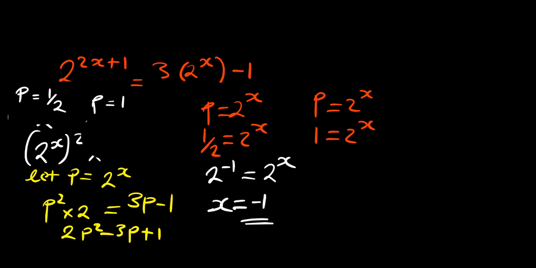Then on the other side, what are we going to have? 1 is equal to 2 to the power x. So how can we make a 1 on the other side? This is just going to be 2 to the power 0, right? Is equal to 2 to the power x. Therefore, x in this case is equal to 0. So that's how we are going to solve such kinds of equations.